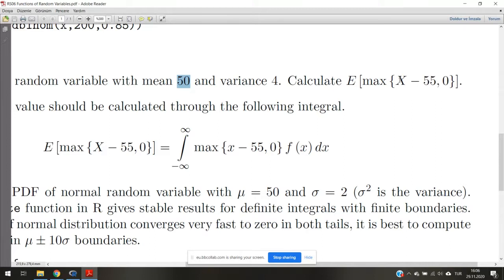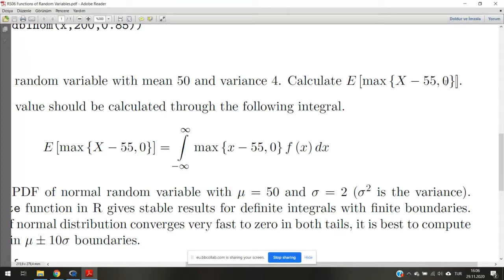Now, for every realization, our objective is to calculate this maximum function. We are just going to subtract 55 from the realization of this random variable. If that value is positive, then we will take that value. However, if that value is negative, then we will take 0, because we are comparing this value with 0 and taking the maximum of these two values.